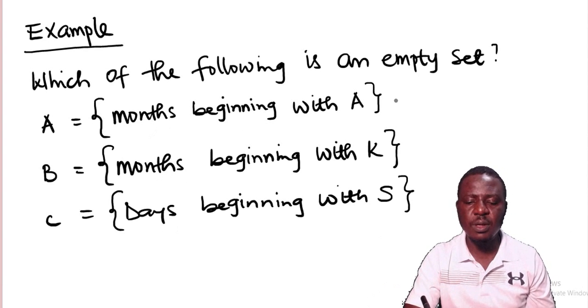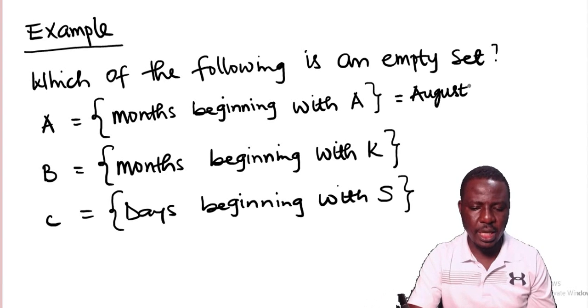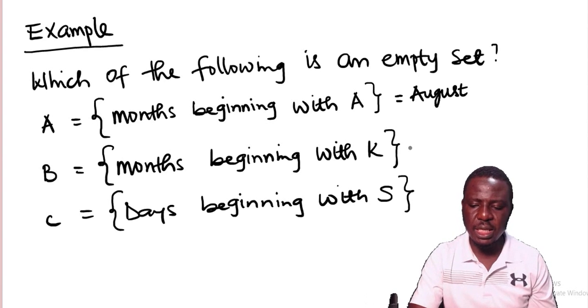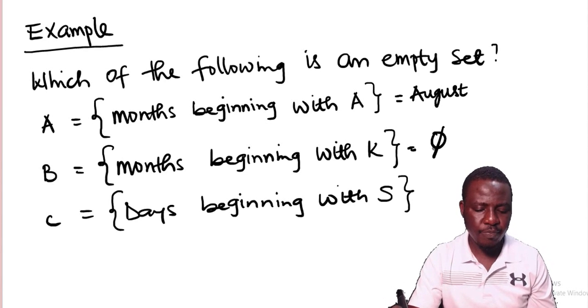Do we have months beginning with A? Yes. August is a month of the year beginning with A, so that is not an empty set. Set B, months beginning with K. Months beginning with K is an empty set because it contains no element. We don't have a month in the year beginning with K.